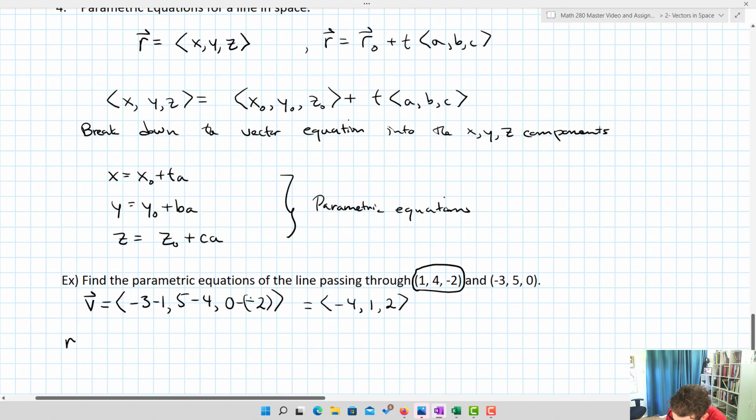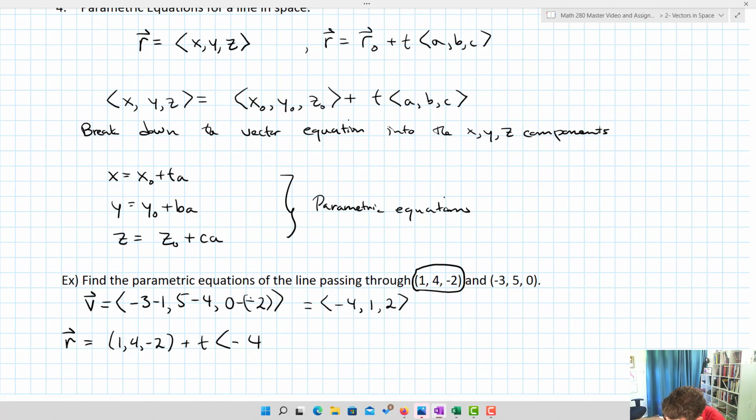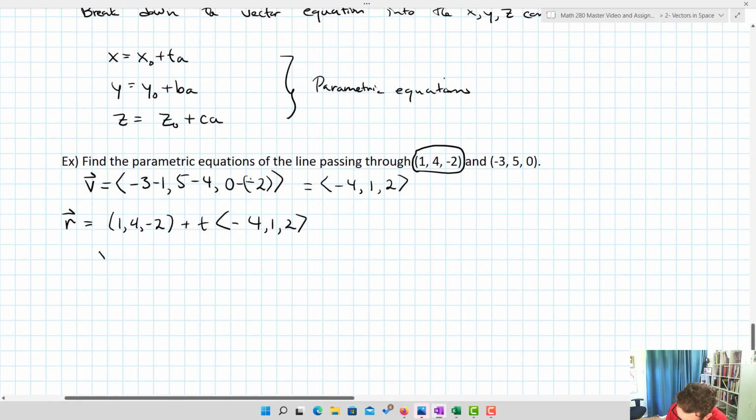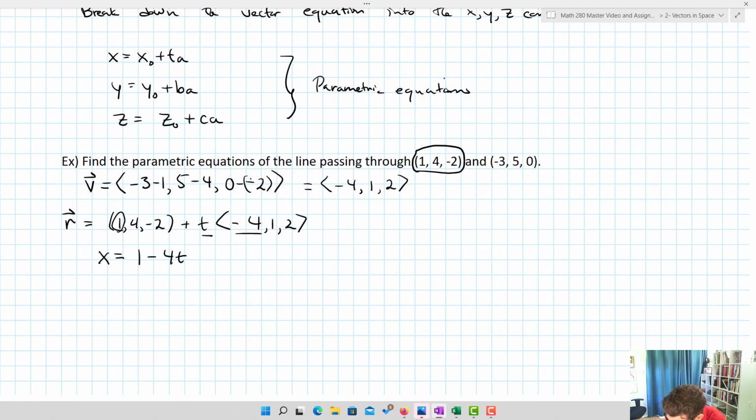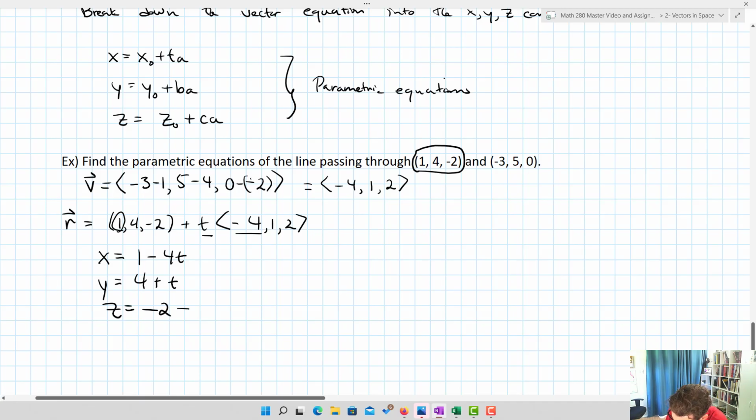So my vector equation, r, is going to equal (1, 4, -2) plus t times (-4, 1, 2). And so when I write my parametric equations, I'm going to get x equals 1 minus 4t, right? Because I got 1 minus 4t. y will equal 4 plus 4t, or excuse me, 4 plus t. And z will end up equaling -2 plus 2t. And those are the parametric equations.